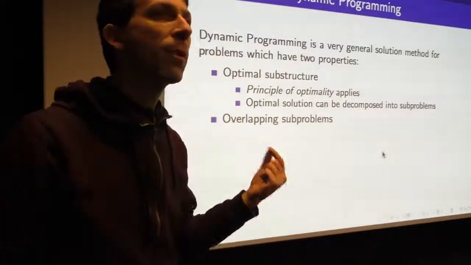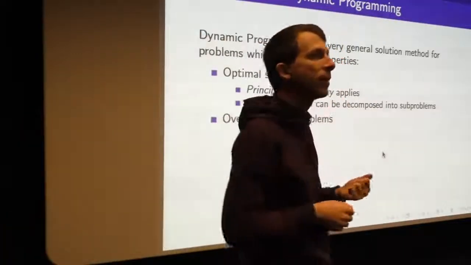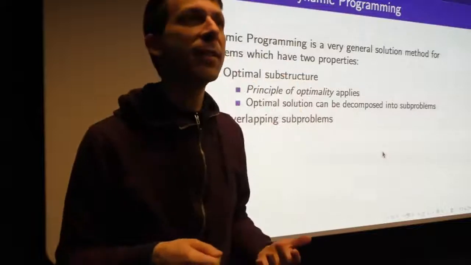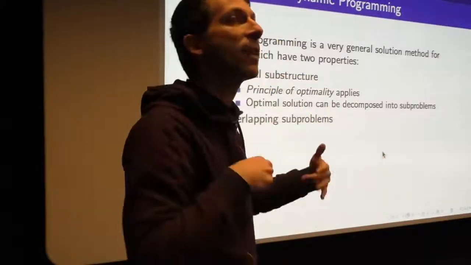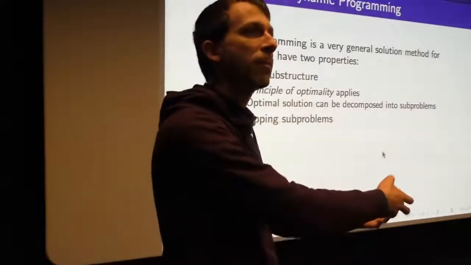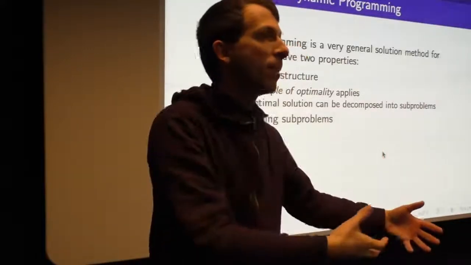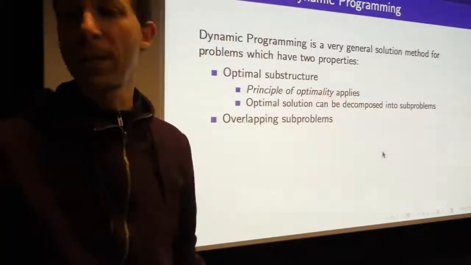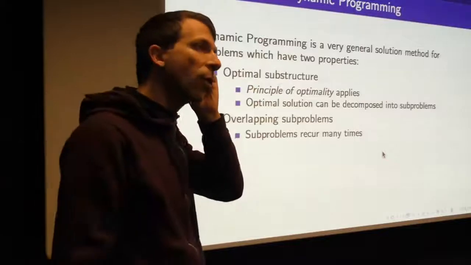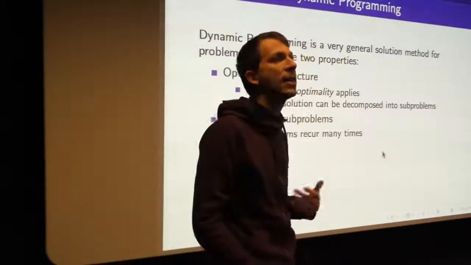The second property we require is called overlapping subproblems. So what does this mean? Well, this means that the subproblems occur again and again and again. It means we've got something to gain by breaking it down into subproblems, that by solving that subproblem, we can actually solve things more efficiently than we could have by just attacking the overall problem directly. And basically all we require is that the subproblems recur many times.